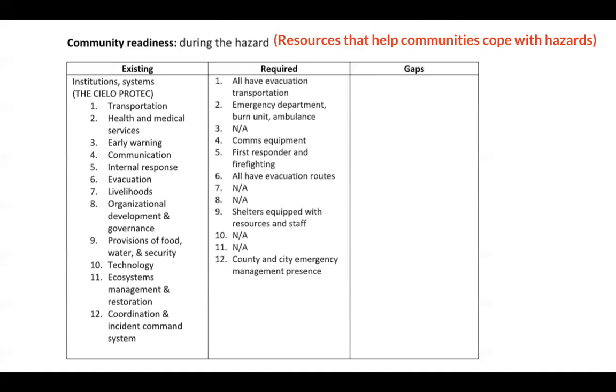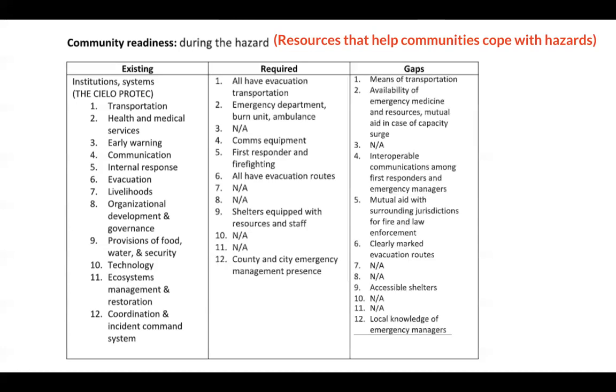In terms of gaps and action items, we have means of transportation, availability of emergency medicine, mutual aid, communications between first responders and emergency managers, mutual aid with surrounding jurisdictions, clearly marked evacuation routes, accessible shelters, and local knowledge of emergency managers.